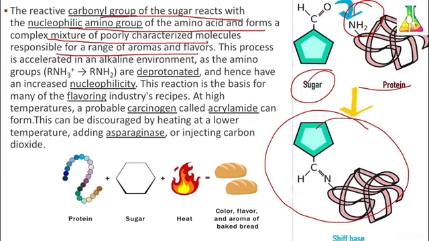Okay, and that colorless intermediate changes to a brown compound and a flavoring substance. Okay, and that brown compound and flavoring substance is known as melanoidin. So what is written here? Let us read. This process is accelerated in an alkaline environment as the amino acid group RNH3+ gives RNH2, or deprotonated.